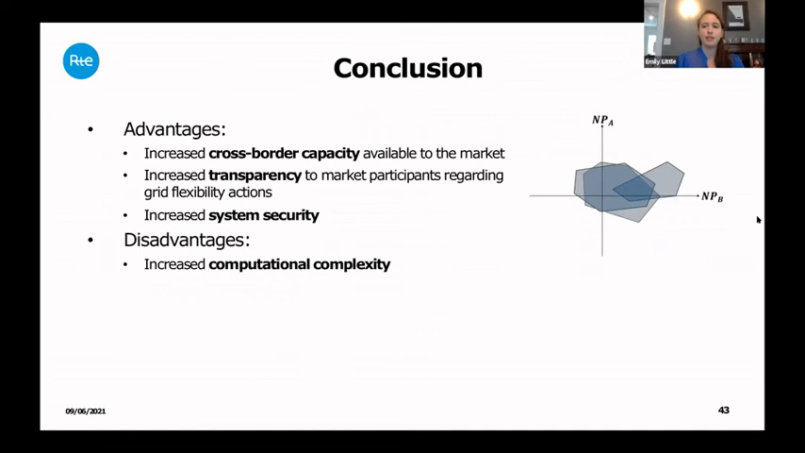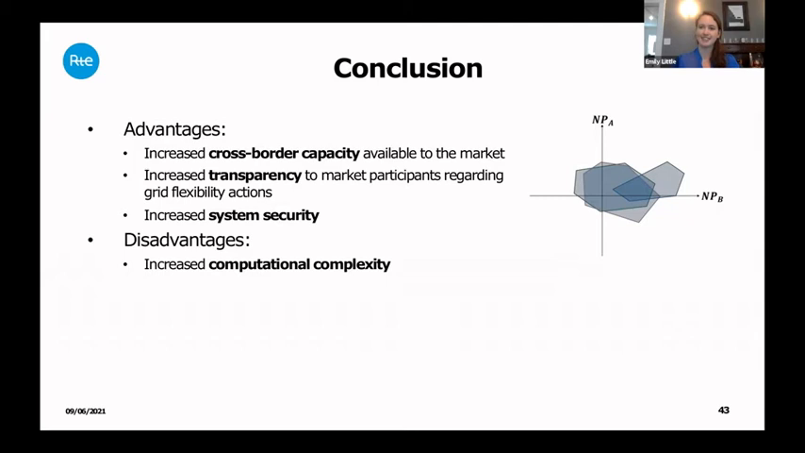Just to conclude quickly, this method allows for increased cross-border capacity available to the market, and some increased transparency regarding the grid flexibility actions that are already being incorporated, but not necessarily in a transparent way. We can also have increased system security, but it's likely that this will increase the computational complexity of the system. So that's all I have for my presentation. Thank you for listening. I'd be happy to answer any questions.